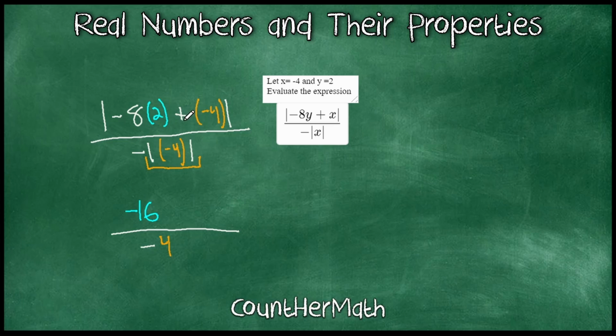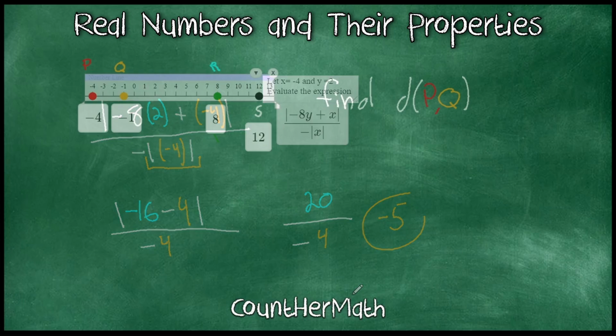Now I have plus -4. We don't want those double operations, so plus a negative is subtraction. So we end up with absolute value of -16 minus 4 all over -4. -16 minus 4, that's going to get me to -20 all over -4. The absolute value of -20 is going to give us a positive 20, and 20 over -4 will simplify to be -5. So our final answer to this is -5.